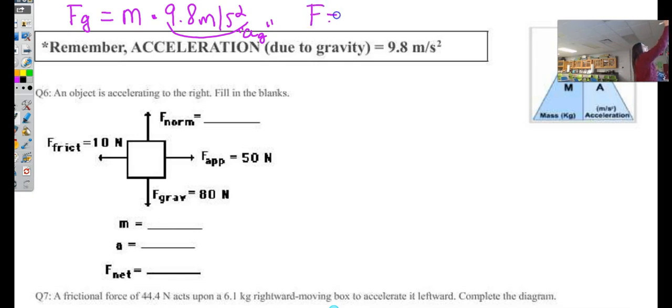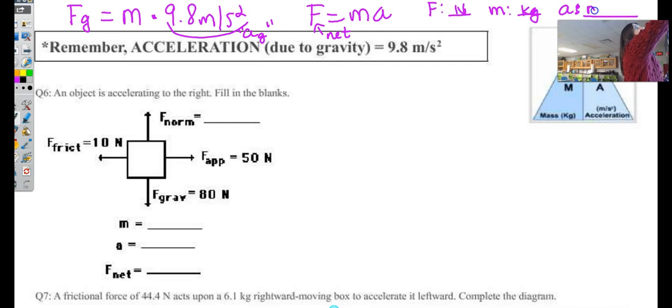The other thing I want you to write is F equals ma, and I want you to point an arrow to the F, and this is your net force. We already have our triangle here. That's very helpful. The other thing I want you to do is know that force is measured in newtons, mass is measured in kilograms, and acceleration is measured in meters per second squared.